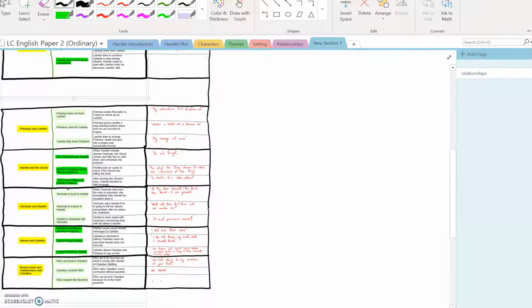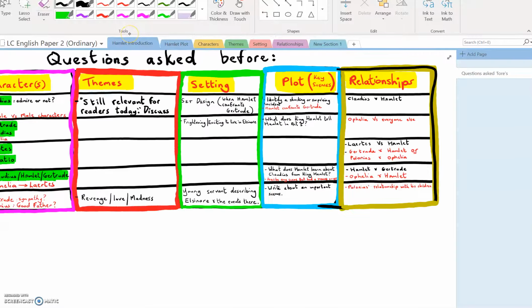This is a very important section because if we go back for a moment to our introduction, which shows you the different questions that come up, every year there are questions on relationships. It could be, what type of relationship do Claudius and Hamlet have? Or what type of relationship does Ophelia have with everybody else?